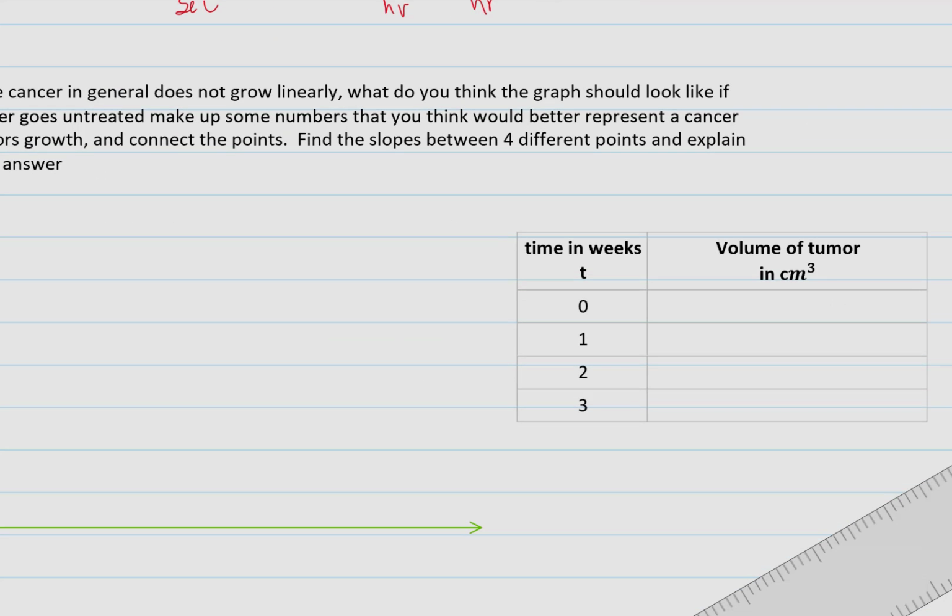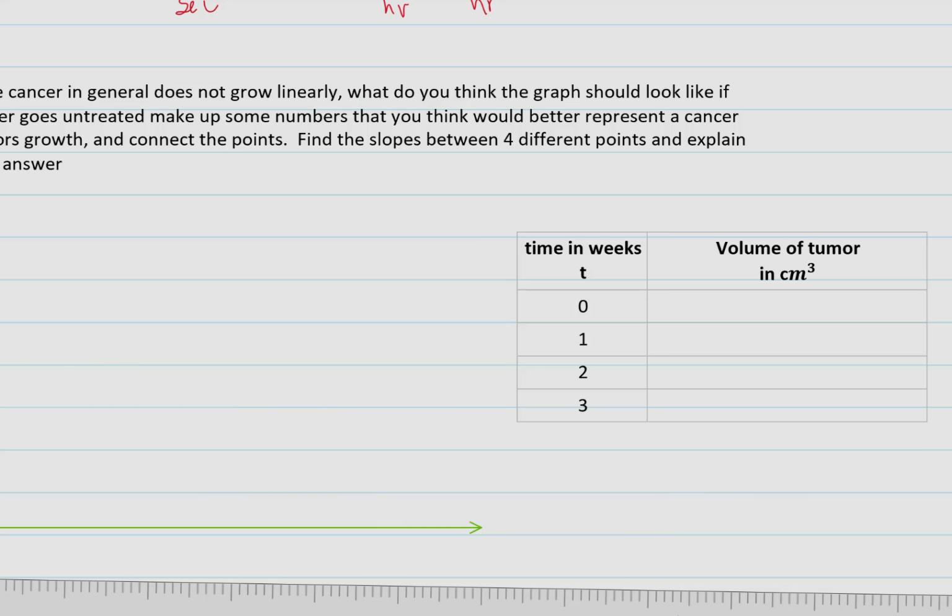Now, cancer and people falling out of the sky don't fall at the same rate, and they don't grow at the same rate. So what do you think the graph should look like if cancer were to go untreated? Make up some numbers that you think would better represent the cancer tumor's growth and connect the points. Find the slope between 4 different points and explain your answer.